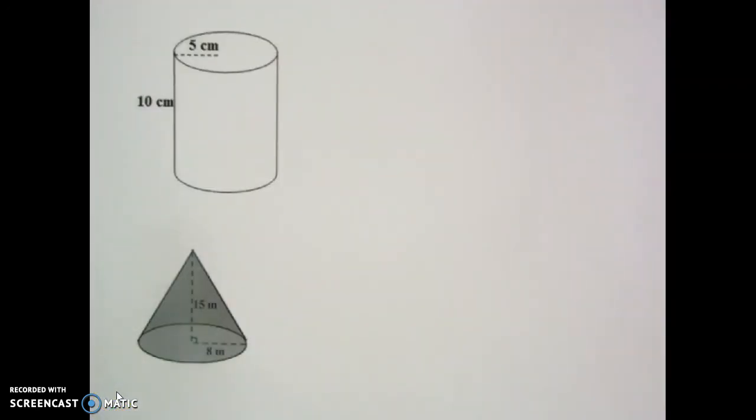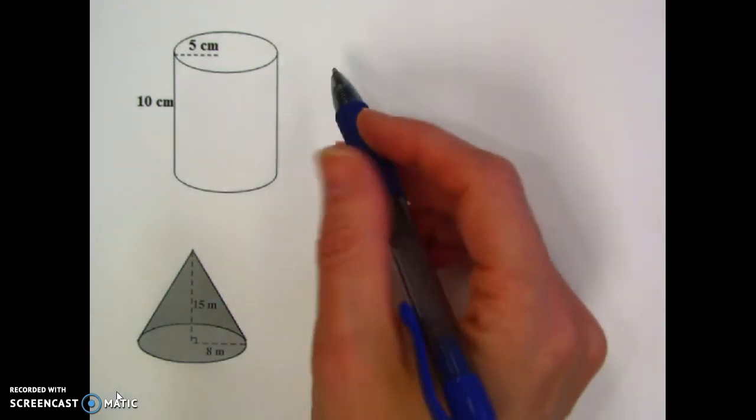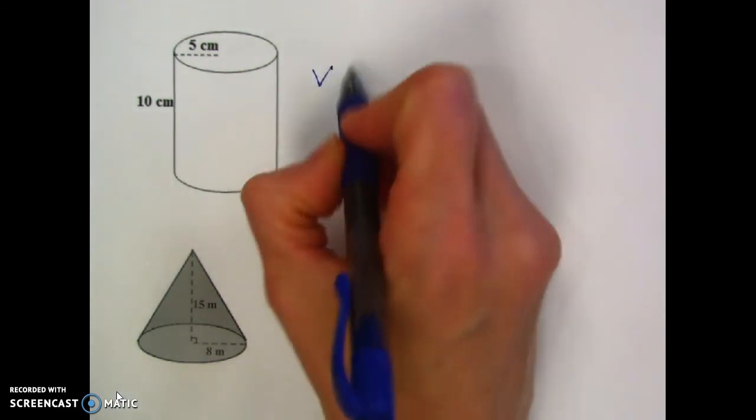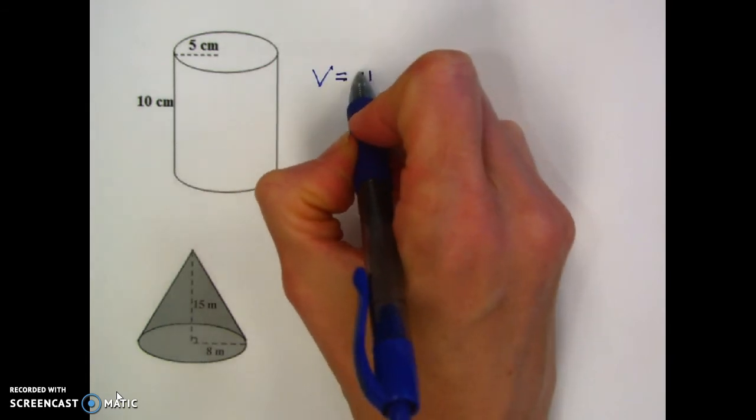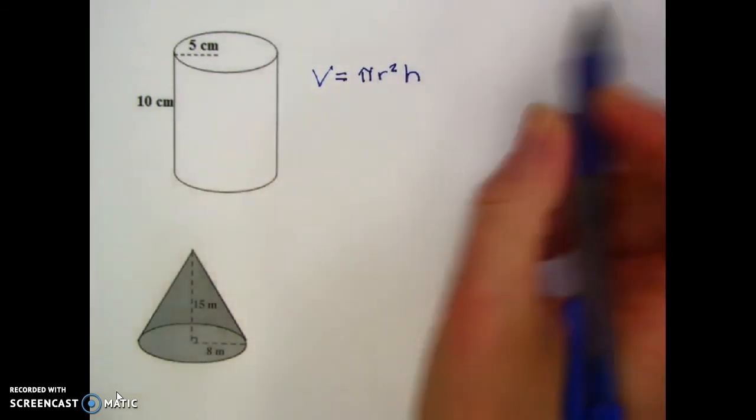Okay, so we're going to do an example of one cylinder and one cone, and these are basically calculator problems, but you have to know what to type in the calculator. So the first shape here is a cylinder. The formula for finding the volume of a cylinder is pi r squared h.